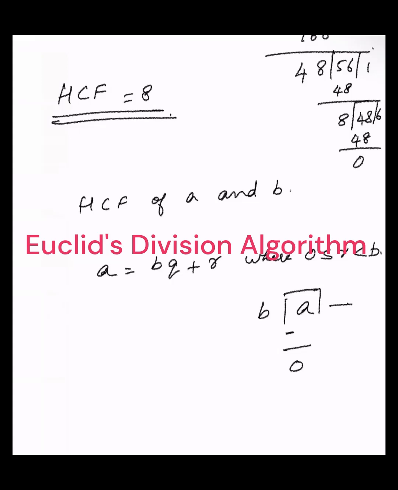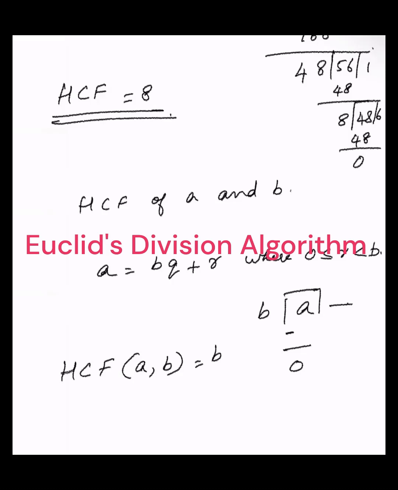If the remainder is 0, what is the HCF of A, B? It is going to be B. The last divisor is going to be your HCF. In the first step itself, if your remainder has turned 0, then the divisor B is going to be the HCF.